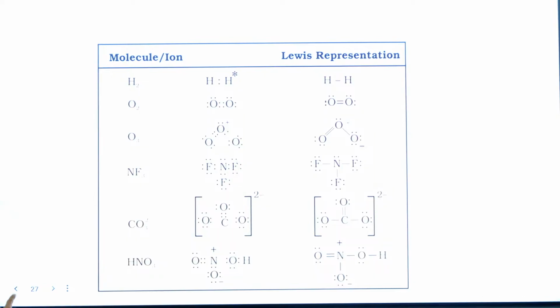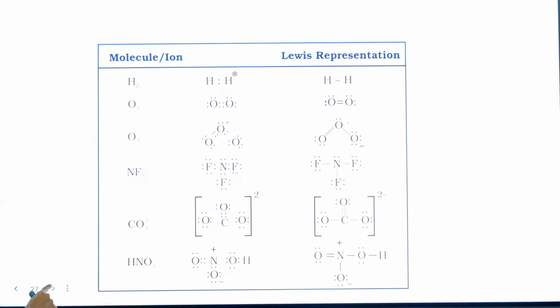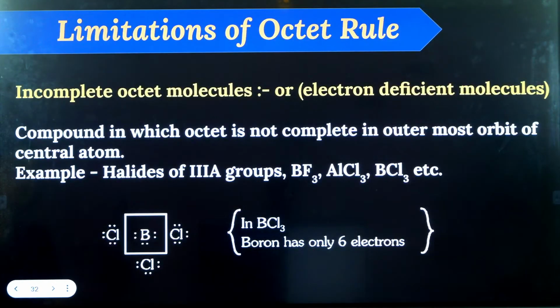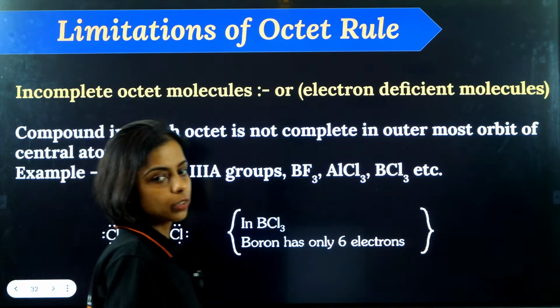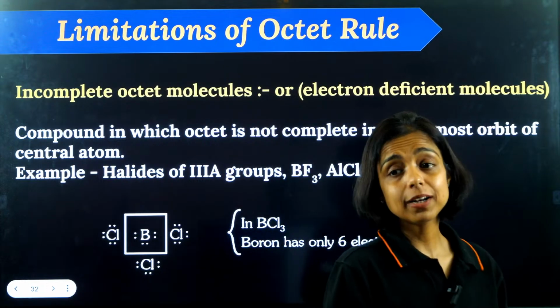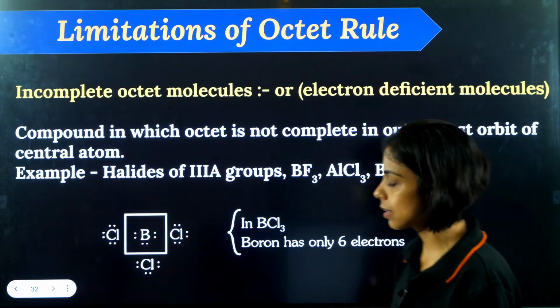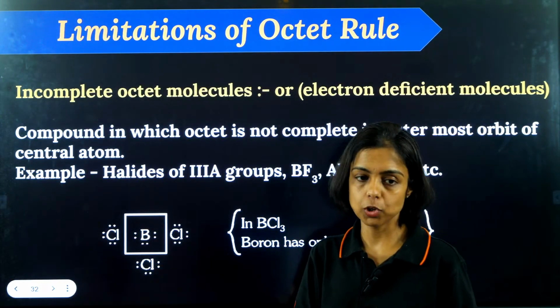So these are all Lewis structures, guys. You should know how to draw Lewis structures and how the electrons are shared. These are snips taken from NCERT: O2, H2, O3, NF3. You should know how to show the bond formation. The limitations of the octet rule: the existence of molecules with incomplete octet, electron deficient molecules like BF3, AlCl3, BCl3.